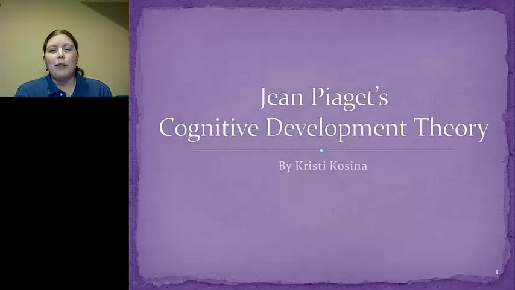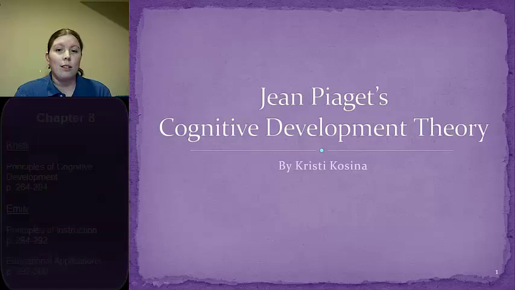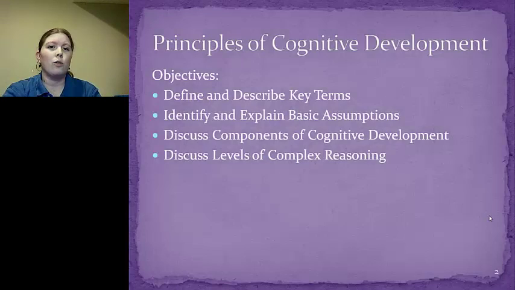I'll be working with Emily, and we divided up the chapter so that I'll do the Principles of Cognitive Development, which is between pages 264 and 284, and she'll be doing the Principles of Instruction and Education Applications. In Principles of Cognitive Development, the objectives are to define and describe key terms, identify and explain basic assumptions, discuss components of cognitive development, and discuss levels of complex reasoning. I also, at the end, have discussion questions with videos to watch.